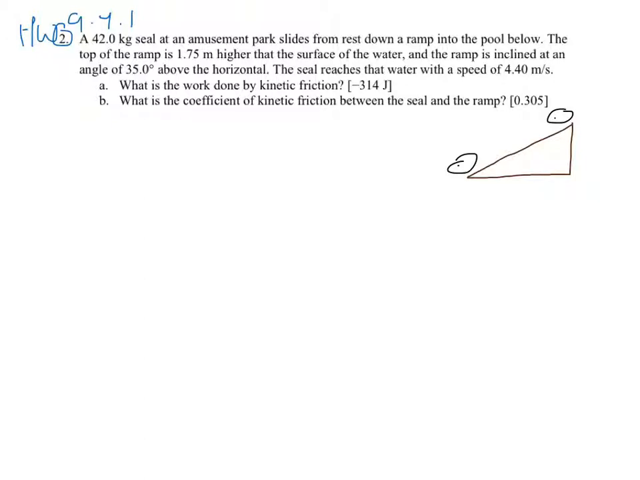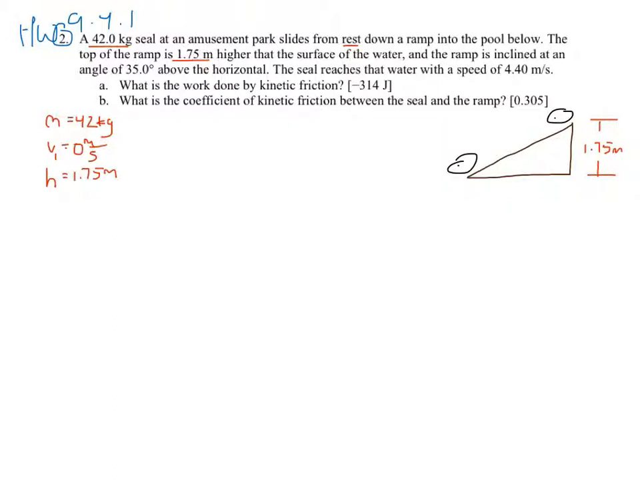Well, it's got a mass of 42 kilograms. Mass equals 42 kilograms. Slides from rest, that's meaningful, right? So the initial velocity equals 0 meters per second. The top of the ramp is 1.75 meters higher. What does that mean? Well, that's our h, our height h, so that's 1.75 meters. That's going to be meaningful because that's the height that the seal falls through.